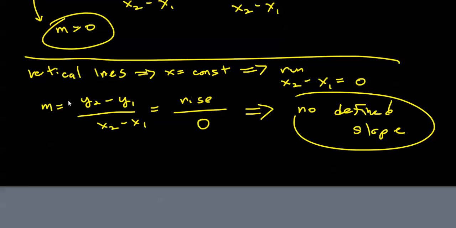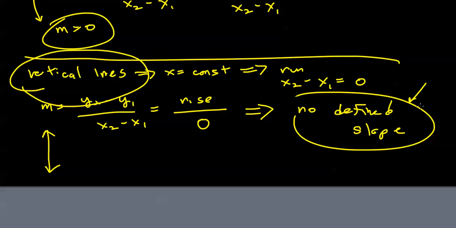in a vertical line. I like to think of vertical lines as having infinite slope. It's all rise. There is no run. But our book, and many books, say no slope, some books say no measurable slope. Our book says no defined slope. All right, so horizontal lines, 0 slope. Vertical lines, no defined slope.